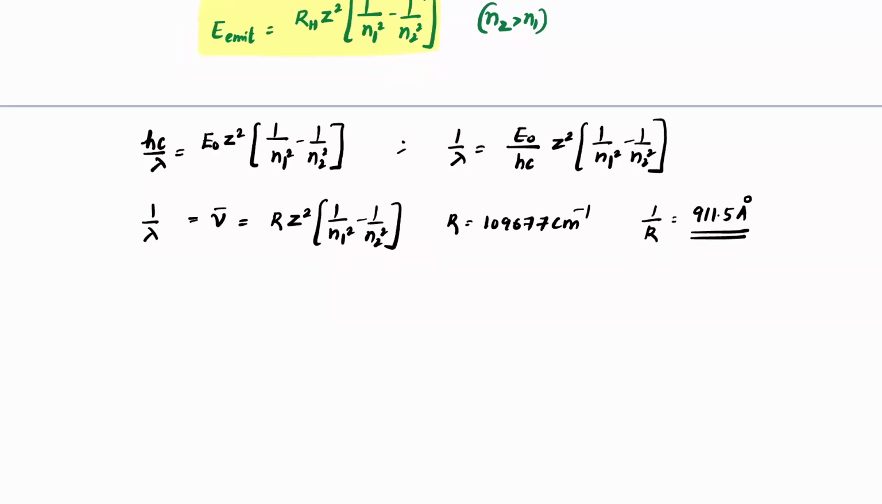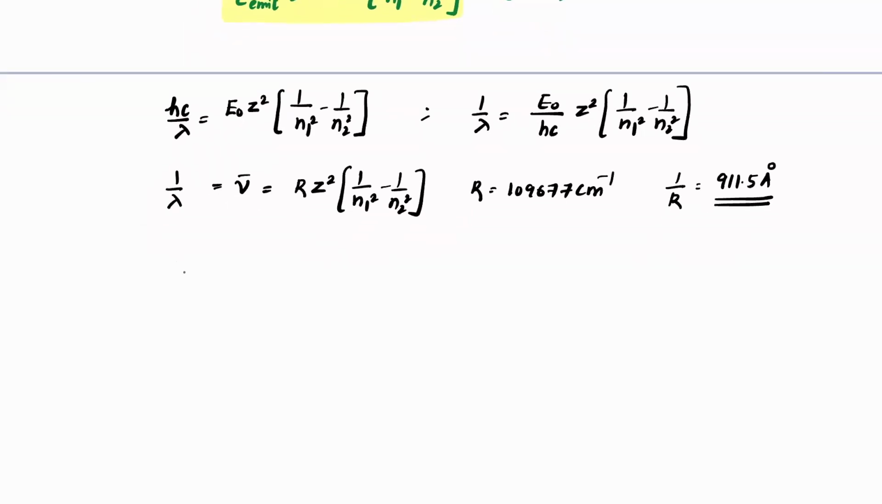Correct? So therefore, this is the formula. Another way of representing the same formula is like this: R Z square into 1 by n1 square minus 1 by n2 square. So it is the same formula in a different representation. One is in the form of energy, one is in the form of wave number. This R or RH is called the Rydberg's constant.